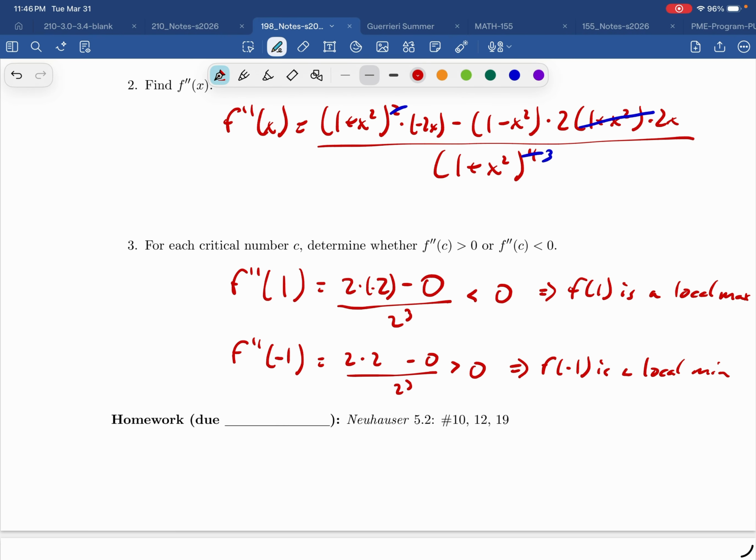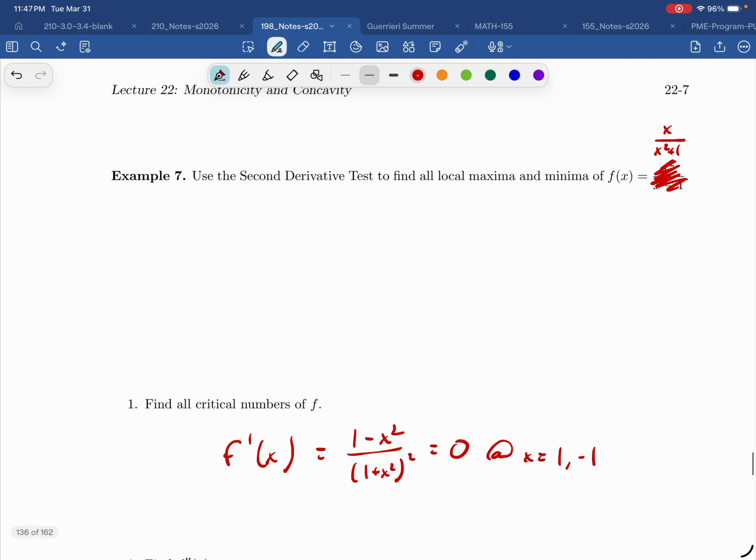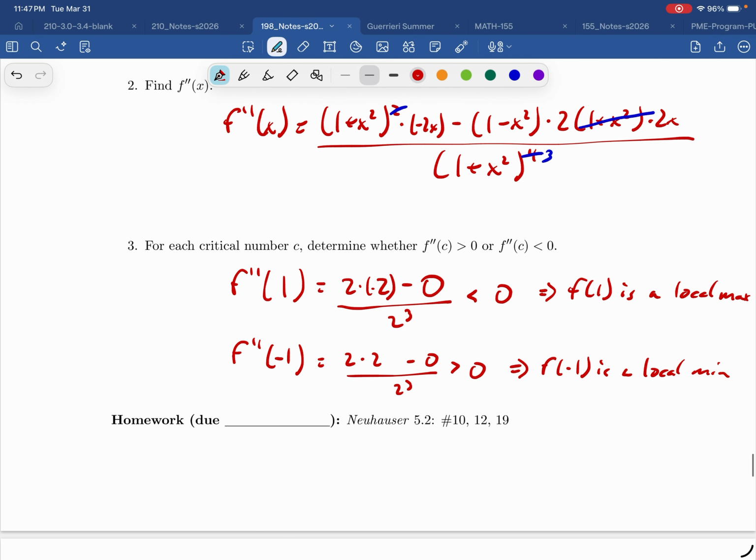So needless to say, sometimes the second derivative test is a bit easier. Sometimes the second derivative test is a bit harder. And that's all we've got for today.